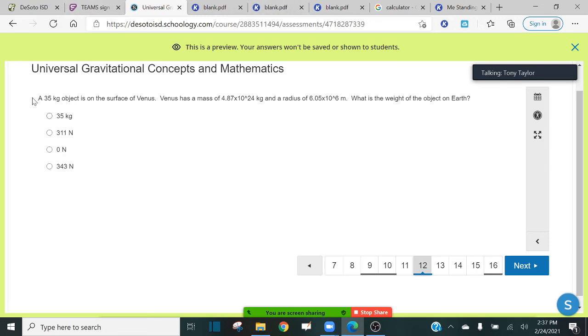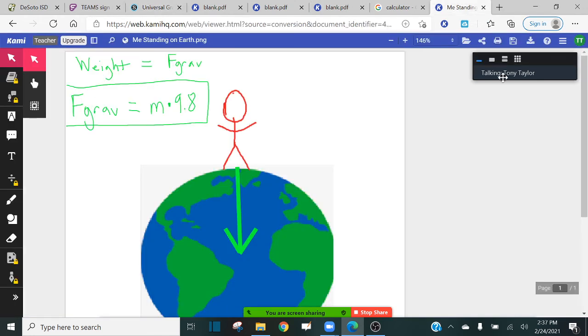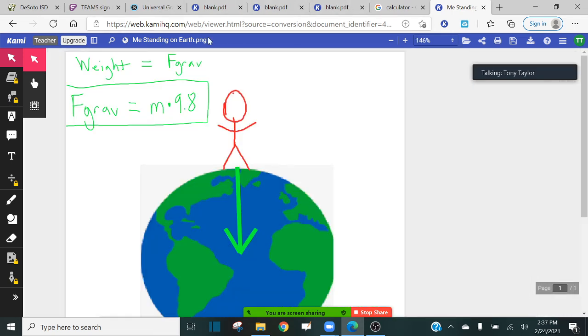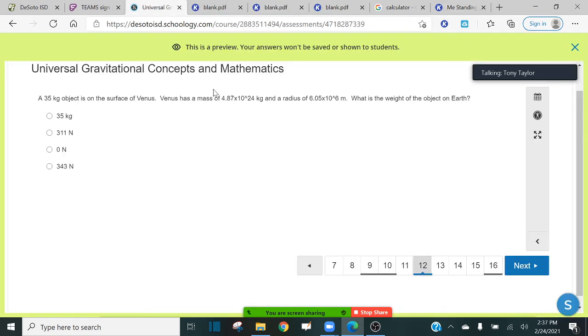Well, notice, guys, they give you the mass. The mass is 35 kilograms. Guys, anytime you want to know the weight of an object here on Earth, you would just use this equation here. Force of gravity equals mass times 9.8, right? Because if you can solve for the force of gravity here on Earth, then you know the weight of the object. So on this problem right here, if y'all want to know what the weight of the object here is on Earth, you just take the mass and multiply it by 9.8. So I'm gonna leave that to you guys to do.